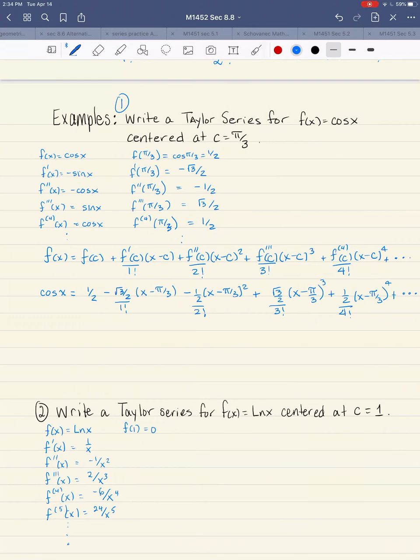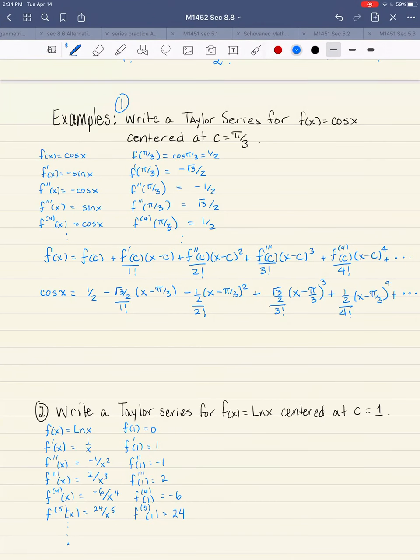Then we need this centered at c equals 1. The natural log of 1 is 0. f prime at 1 is 1. f double prime at 1 is negative 1. f triple prime at 1 is 2. The fourth derivative at 1 is negative 6. And the fifth derivative at 1 is 24.